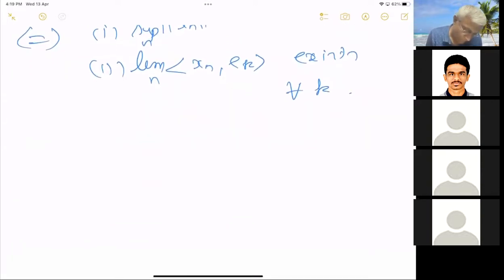Now let us discuss something more on continuity, weak continuity and norm continuity, something connecting these two things. So this is the following proposition.